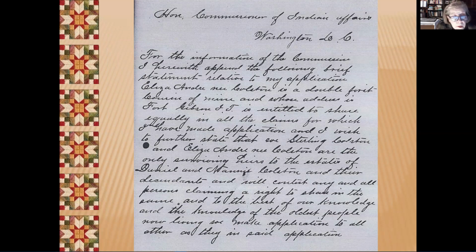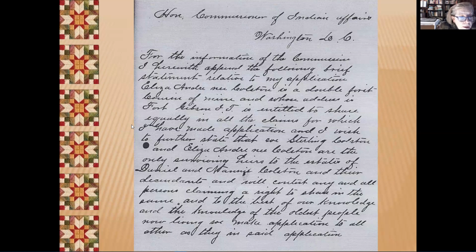And I'm not going to read all of it, but he's basically, once again, going, hey, I left somebody out of my application, and let me add another couple of three people to that list of all these people. My relative, Eliza Andre Nee Colston, is a double first cousin. I mean, he just can't let go of it. He's got to tell them all of his family.